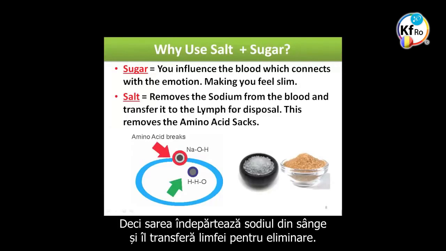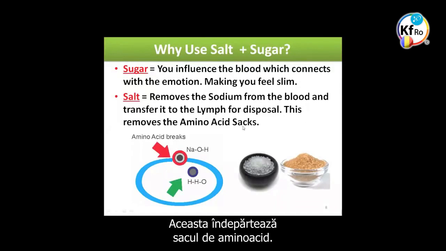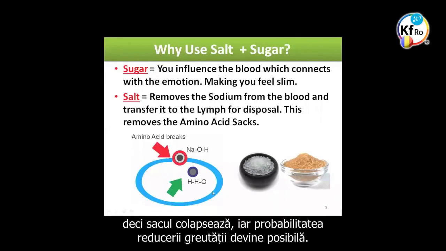So the salt here removes the sodium from the blood and transfers it to the lymph for disposal. This removes the amino acid sacs. So the sac, the blue one, gets off, the sodium goes out, and the sac collapses. So the probability of reducing weight is possible.